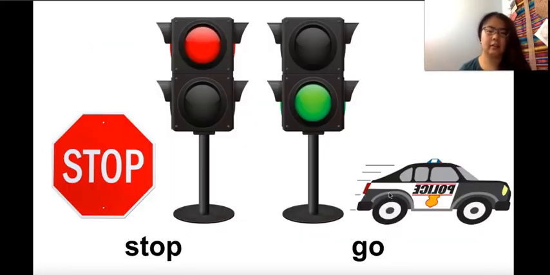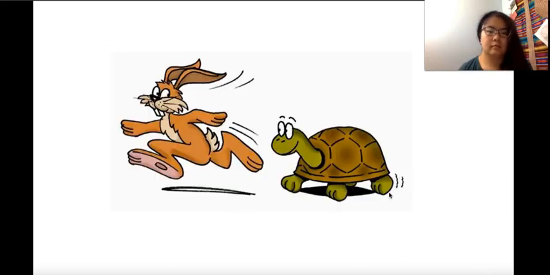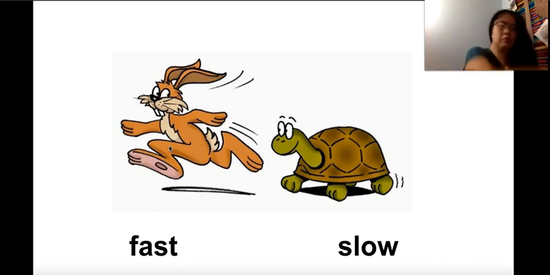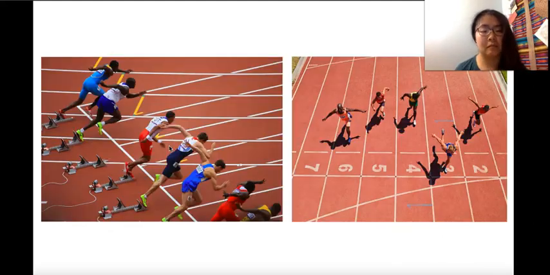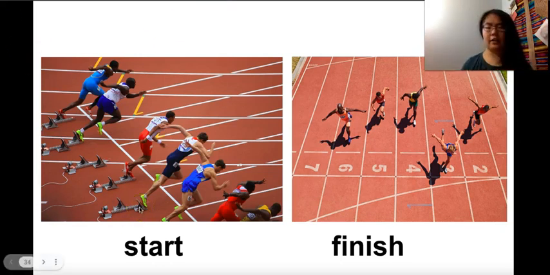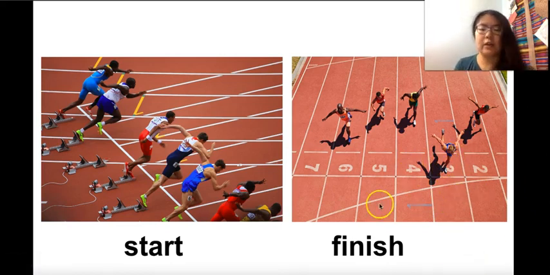So we also have stop and go. We have fast and slow. Right? The rabbit is fast, he goes choo! And the turtle is slow. Fast and slow. We also have start and finish. We could also say begin and end. The race begins, go, go, go, and then the race ends. All done. Right? Number 3 is the winner.